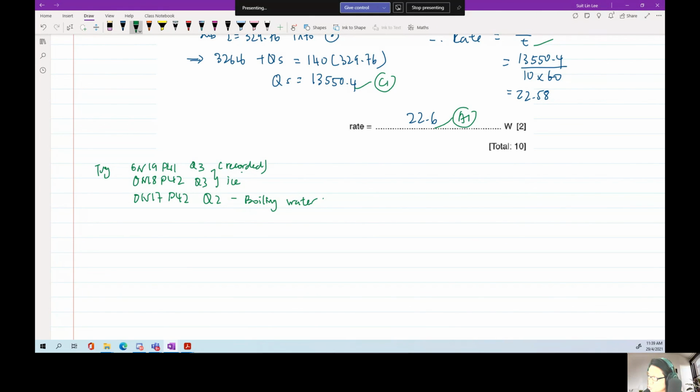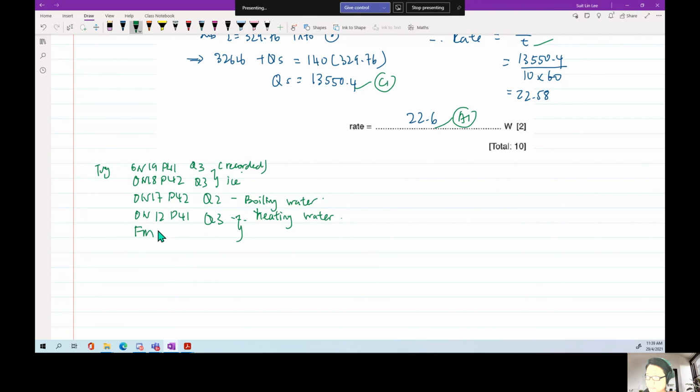Next one that you should do. This one is a bit hard, but ON12 paper 4.1 question 3. Okay, not a bit hard lah. It's just different. This is not boiling water, but heating water. Okay, so I think this is enough for you to get a glimpse of how the question can look like for this part of the situation.